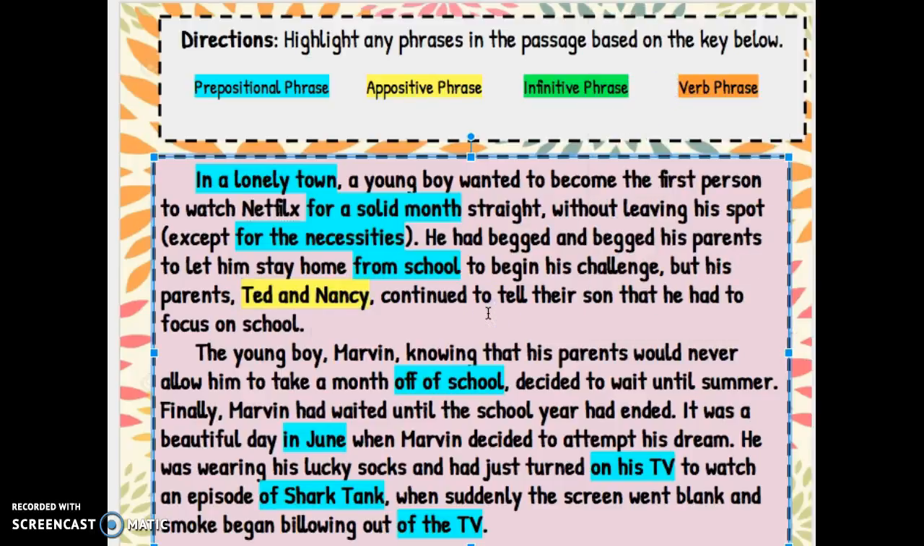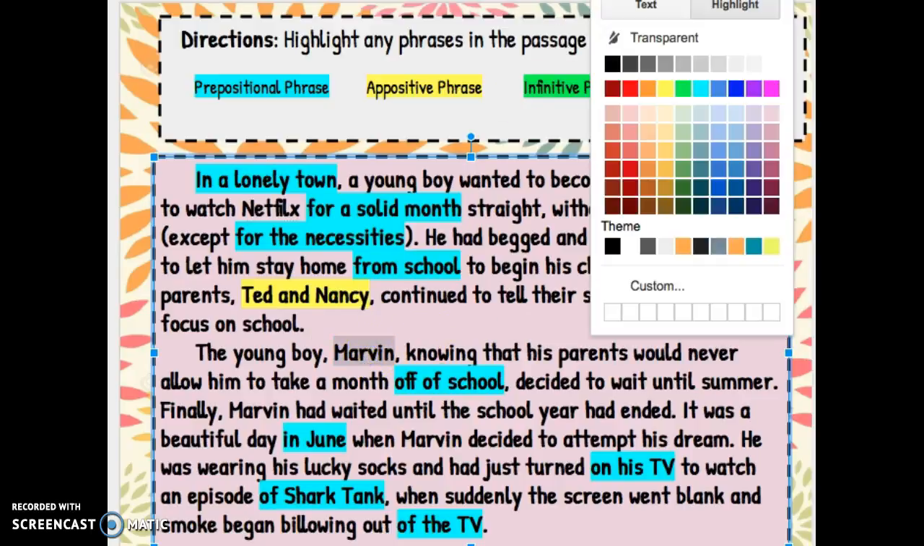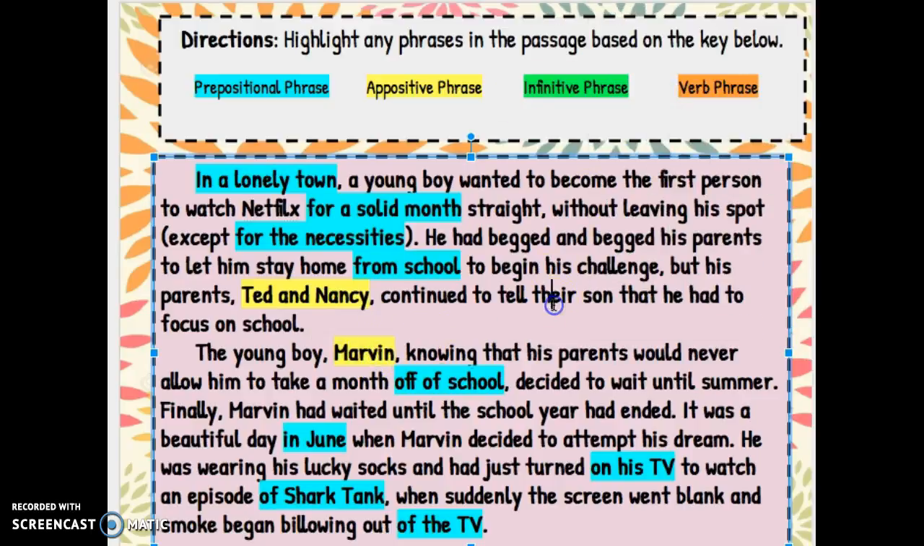What I want you to do now is go ahead and pause the video and see if you can find our last appositive. There's only one more. Okay, hopefully we found that last appositive by now. If you look, it's literally in the next sentence. So the young boy, Marvin, that's my appositive. So I'm going to highlight that yellow. So those are the only two I have in this particular passage.